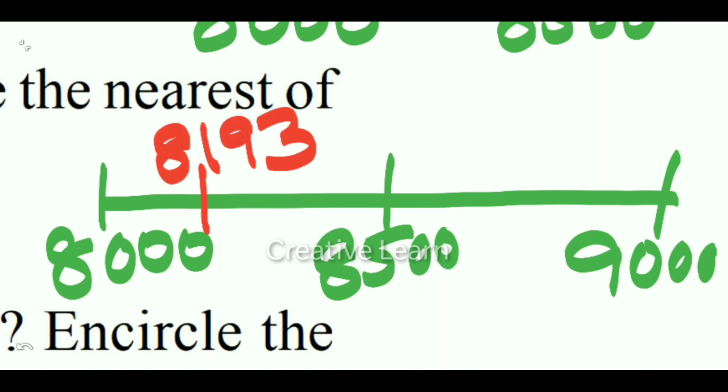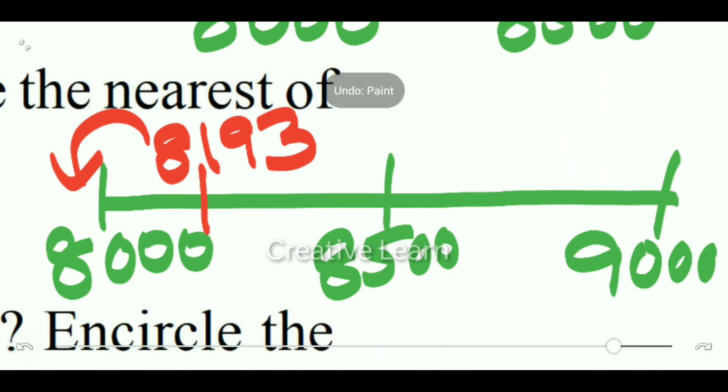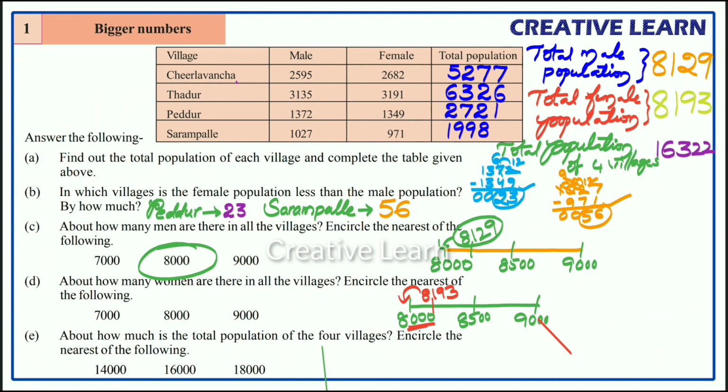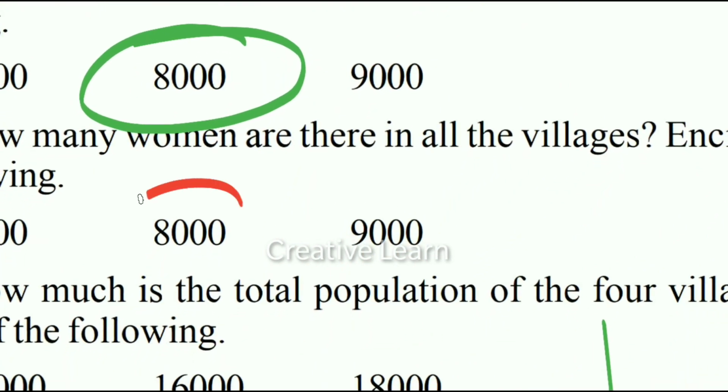8193. So here observe clearly, 8193. This number is nearest to 8000 and so far to 9000. So what is the nearest number of 8193? That is 8000. Let's circle it here. 8000. Circle the answer.